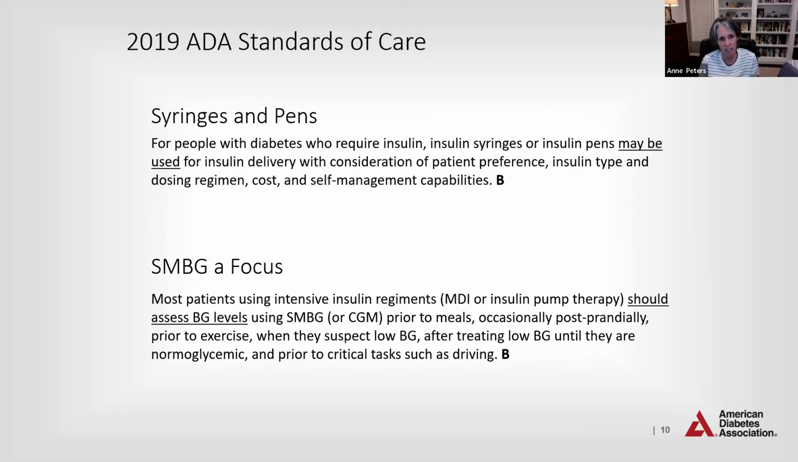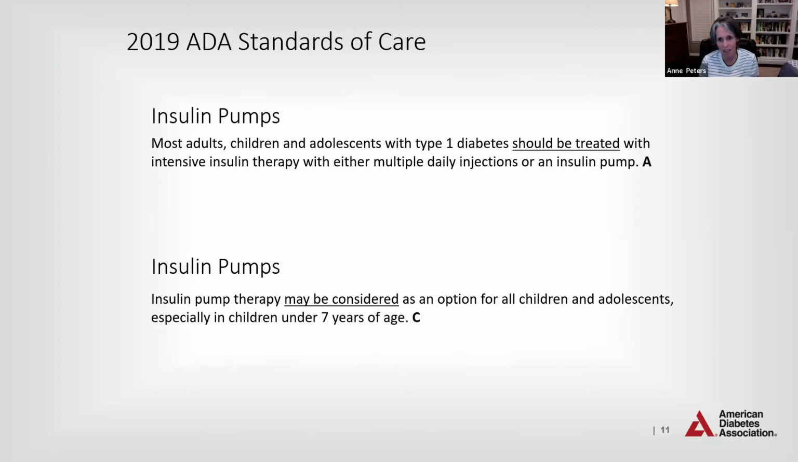Then next we talk about insulin pumps, which are the next slide, perfect. And we basically say that most people, and again, this has to do with a recognition of the fact that not everybody has access to the ability to do something that is intensive, because again, we don't want to be exclusive, we want to be inclusive of everybody. We say that most adults, children, and adolescents with type 1 diabetes should be treated with intensive insulin therapy with either multiple daily insulin injections or an insulin pump. And we give that a grade of evidence of A.